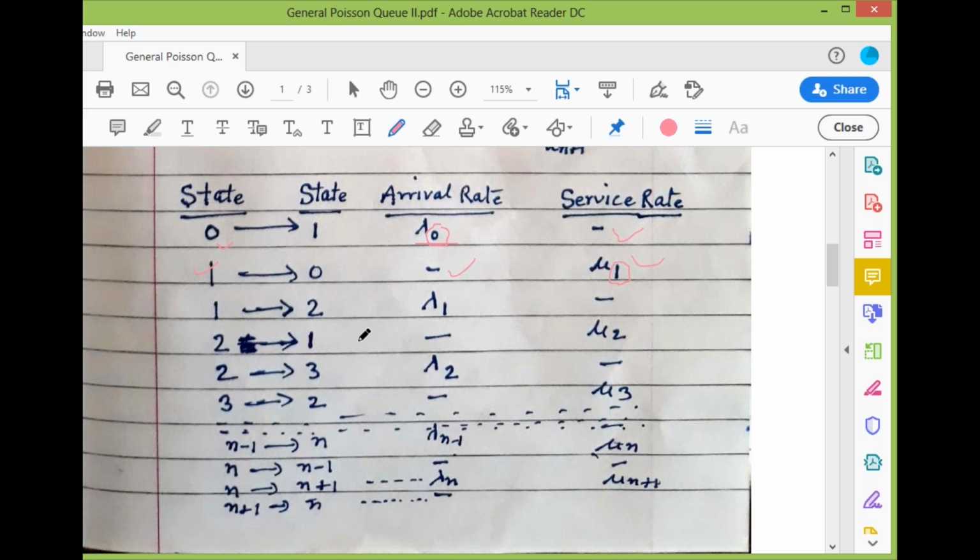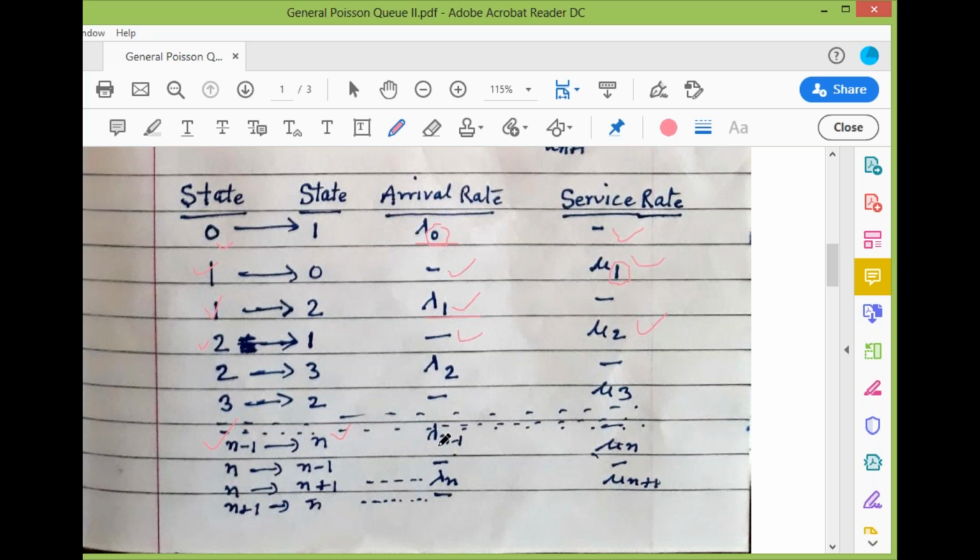Now 1 to 2, similarly: the arrival rate is lambda 1, and no service. Similarly 2 to 1, reverse gear: in this case no arrival, and here the departure, the service rate mu 2, takes place. Similarly 2 to 3 and 3 to 2. You look here, n minus 1 to n.